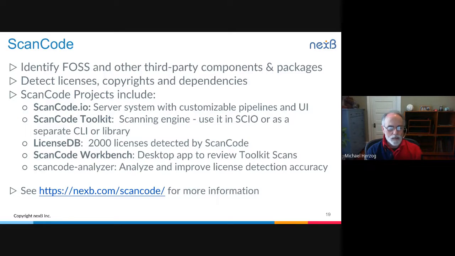I mentioned LicenseDB. That's the set of about 2,000, or slightly under 2,000 licenses that we can currently detect. It grows by a few dozen every month or so. Again, it's all based on rules. The rules are in plain text. They're quite easy to see. As you can imagine, when you get to this volume of licenses, it is complex, but we kept it as simple as possible. And if you want to add a license, you add data to the license index. You don't have to write code.